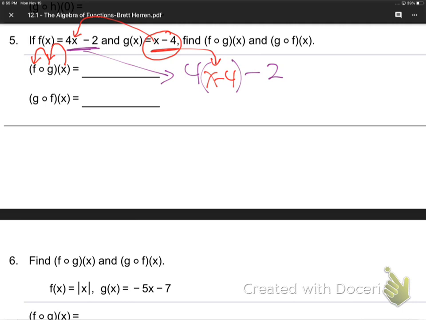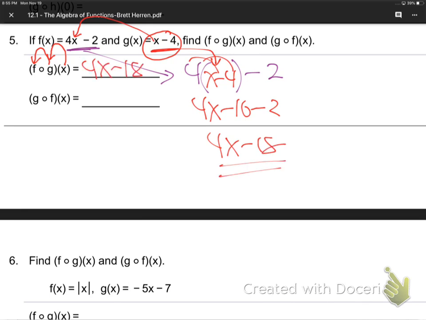And then just work it out. Just multiply, gather like terms, whatever you need to do. So let's do that. So distribute, get 4x minus 16 minus 2, 4x minus 18, done. So that's the answer here. Now let's go the other way on the second part. Is everybody okay with that one, though? Do you see what I did? I just put G into F.